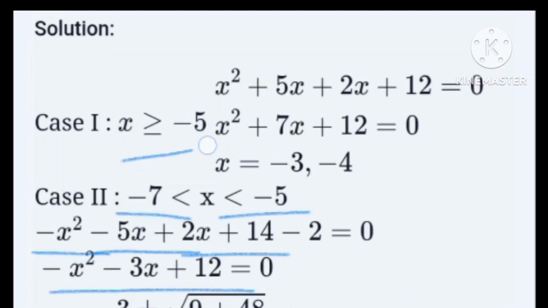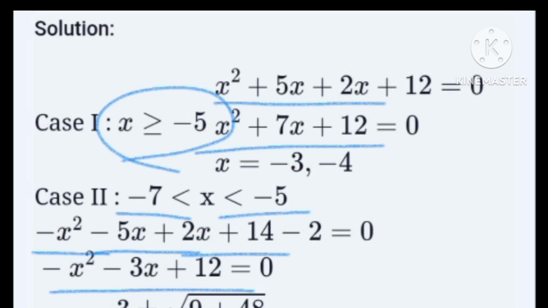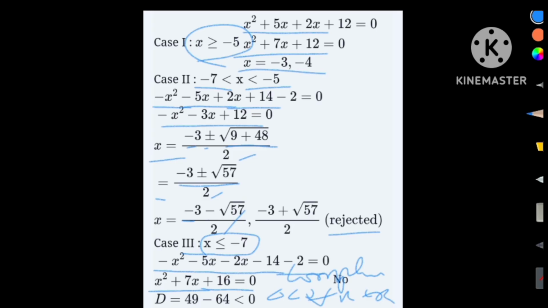So now finally x greater than or equal to minus 5. Now x square plus 3x, 5x plus 2x plus 12 is equal to 0. So x square plus 7x plus 12 is equal to 0. So these are the factors, x plus 3, x plus 4. Now x is equal to minus 3, minus 4. Here 2, here 1. So the number of solutions is equal to 3 solutions.